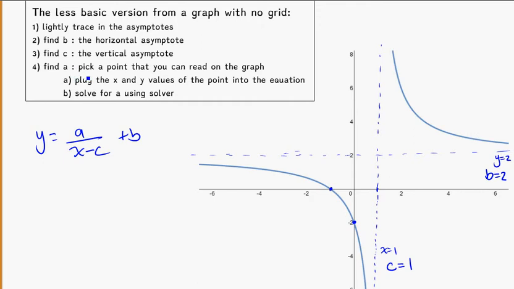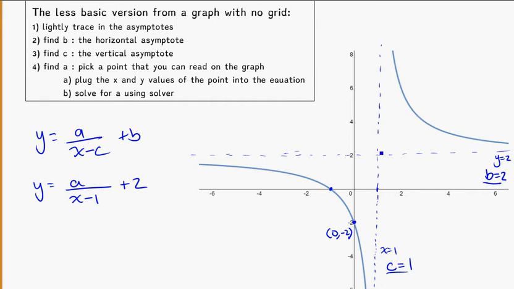And to find a, you actually have to do a little bit of work here. So pick a point that you can read on the graph. I'm going to pick one that I know exactly, and that's going to be this guy here. I know that that's an x of 0 and a y of negative 2. So that's the point I'll use. I'm going to plug the x and y values of that point into the equation and solve it. And you can do that by hand or using solver. So first thing is I'm going to replace the c and the b because I already know those. y is equal to a over x minus 1, plus 2. That's the c and the b that I know from my asymptotes.